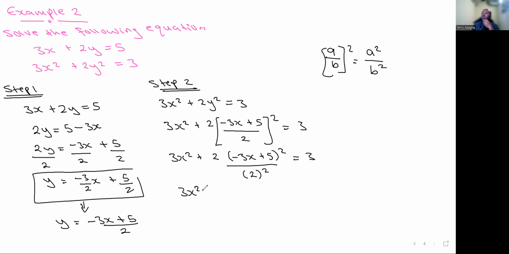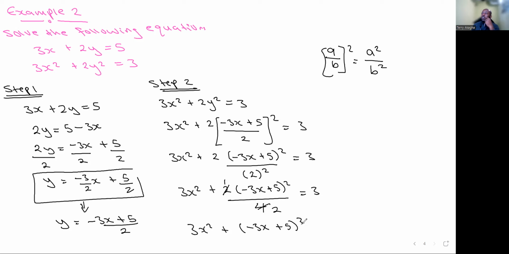So it's going to give you 3x squared plus 2 into bracket (minus 3x plus 5) all squared divided by 4 is equal to 3. So you can simplify. 2 goes here once, 2 goes here twice. So it's going to give us 3x squared plus (minus 3x plus 5) all squared divided by 2 is equal to 3. So the next step, I'm going to open this bracket now. Is that okay?